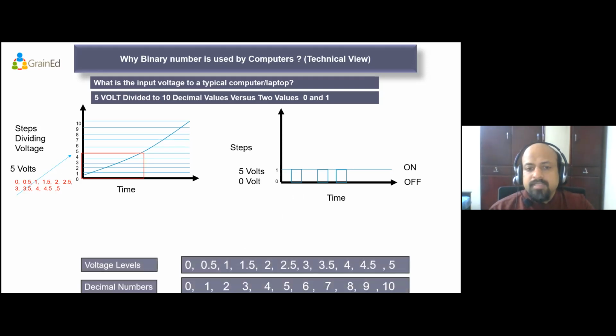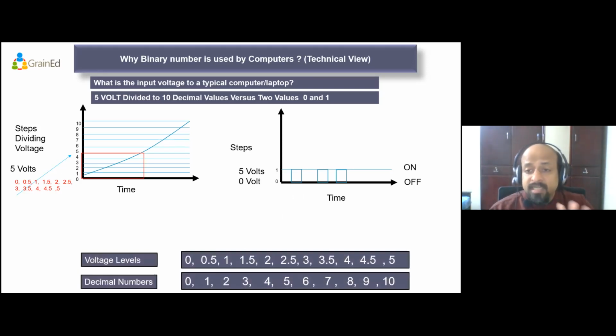And what happens if it is divided into more levels? Theoretically, yes, you can divide. Voltage levels, you can divide like this: 0, 0.5, 1, 1.5, and then you can represent decimal numbers 0, 1, 2, 3, 4, 5, 6, 7, 8, 9, 10 like this, what I have shown you. You can theoretically do that. There is nothing wrong in representing it.